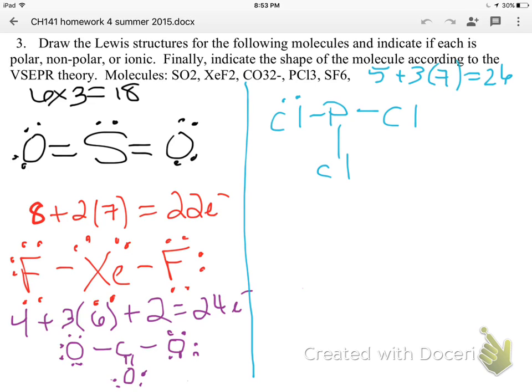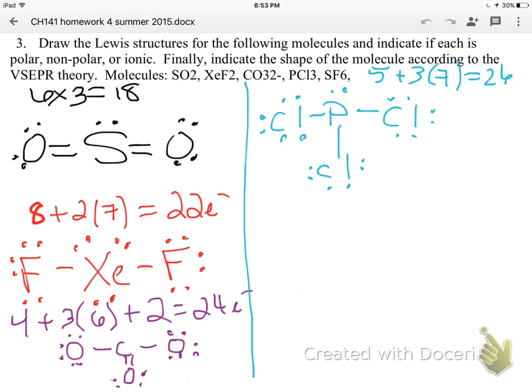Okay, so we're going to fill in the octet for each chlorine first. Some of my electrons look more like eyeballs, but you get the idea at least. Okay, so there's 8 around each chlorine, so that means I have 24 electrons right now, so I gotta put 2 more on the phosphorus. Okay, that would mean that the electron geometry of this is tetrahedral, because there's 4 domains. Anytime there's 4 domains, it's always a tetrahedral electron geometry.